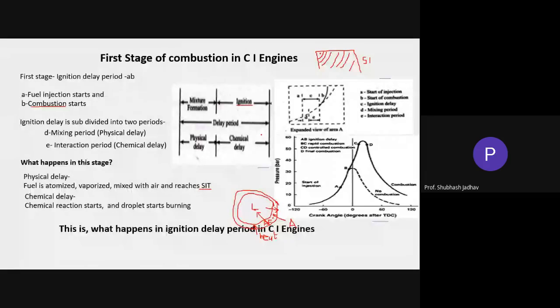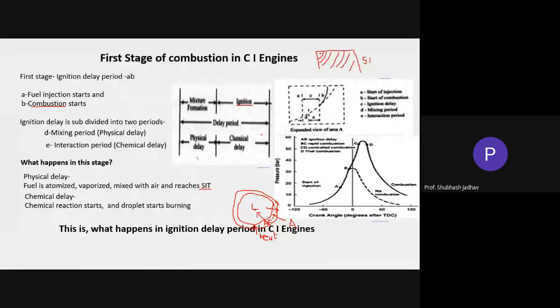Many times the question is asked in the examination: explain the ignition delay in case of a CI engine. Then you have to explain all these things. You have to draw the PT diagram, whatever has been shown. You have to mark the points A and B, and say what point A is and what point B is. Then you say that it is subdivided into two periods, and name them: the physical delay period and the chemical delay period. Then explain what is happening in each, and finally you can say, yes, this is your ignition delay period.